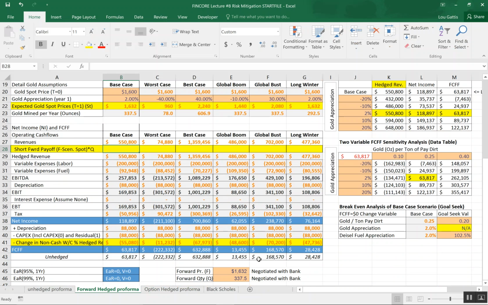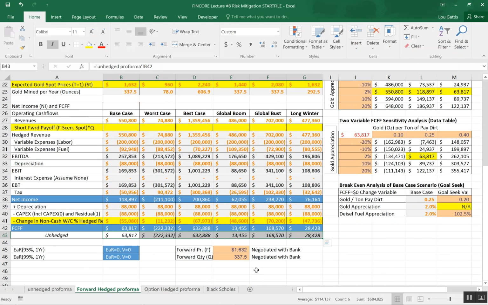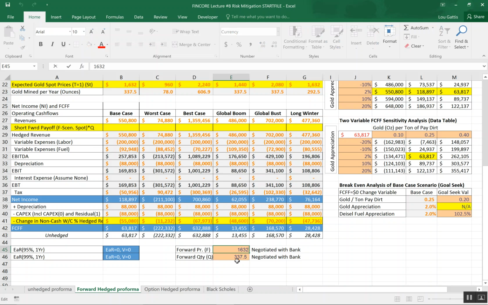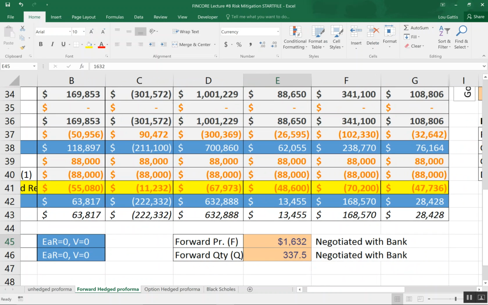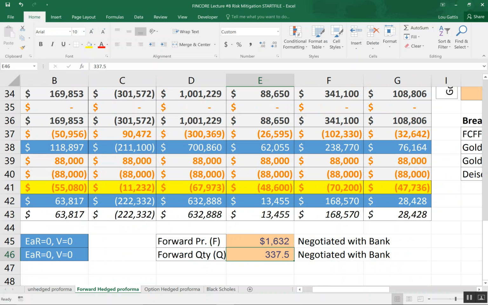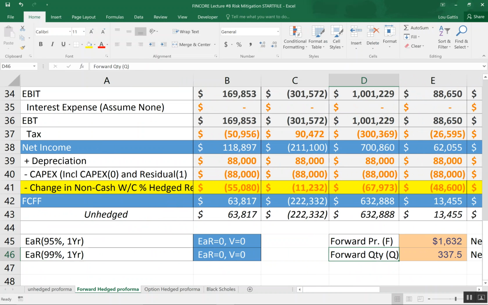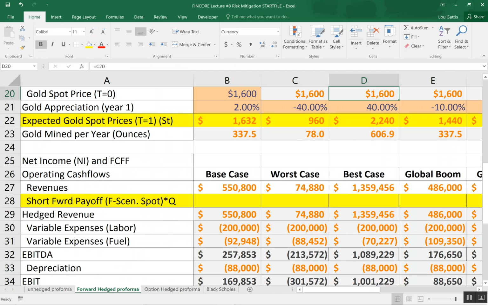These are my cash flows. I copied the unhedged down here. I'm going to make the assumption that they're going to get a 1632. Todd Hoffman has negotiated that the expected spot price of gold next year is 1632. So they negotiated with the bank to get a 1632 forward price, and negotiated a quantity of 337.5. But they made it a financial settlement contract rather than physical delivery. So it's just writing checks to each other, like I just explained.